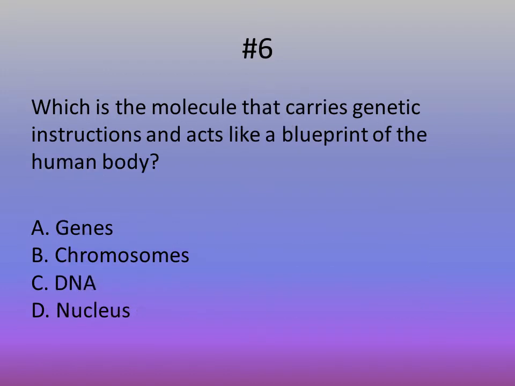Number 6. Which is the molecule that carries genetic instructions and acts like a blueprint of the human body? A. Genes. B. Chromosomes. C. DNA. D. Nucleus.